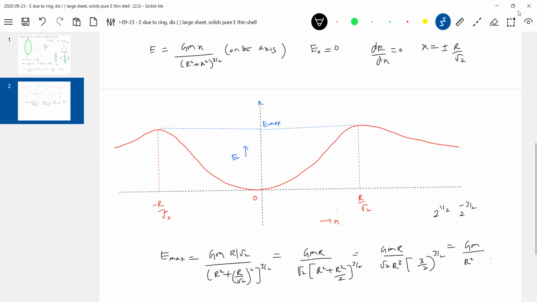Anybody? Final value? What shall I write? 2GM by root 3 into r square. 3 root 3 r square will come, no? Yes, sir, 3 root 3 r square.